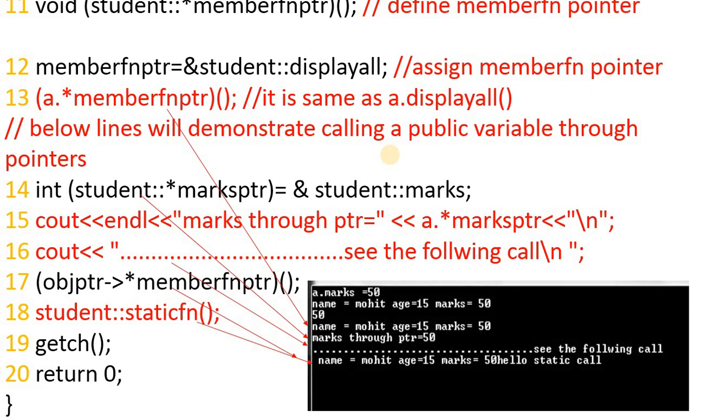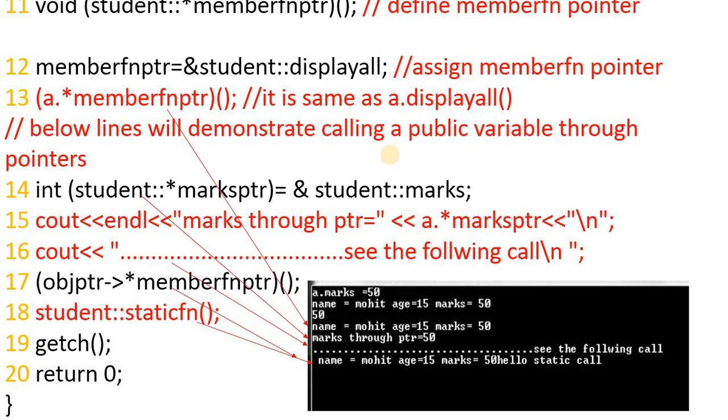And also you have a static function which can be simply called by class name, scope resolution, static function. That is also being called. So that means even without creating an object you can call a static function. That is why I was talking about what static means. So now we can match line by line the outputs which are coming on the screen.